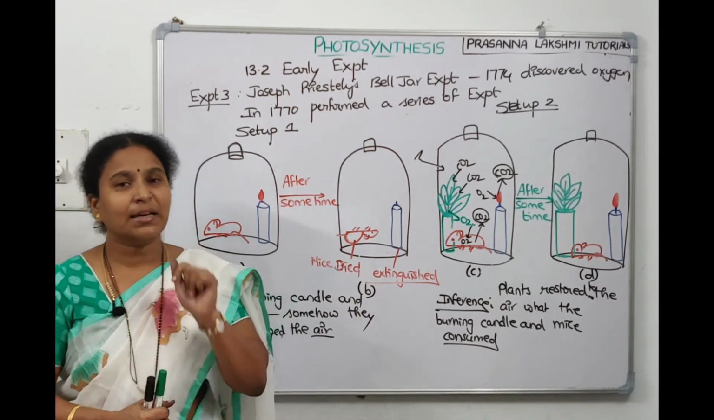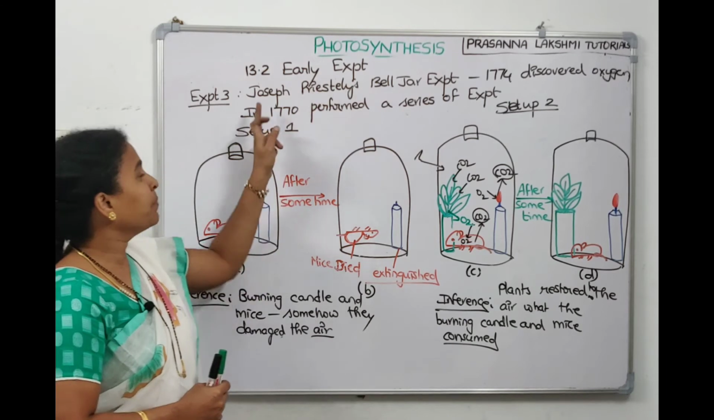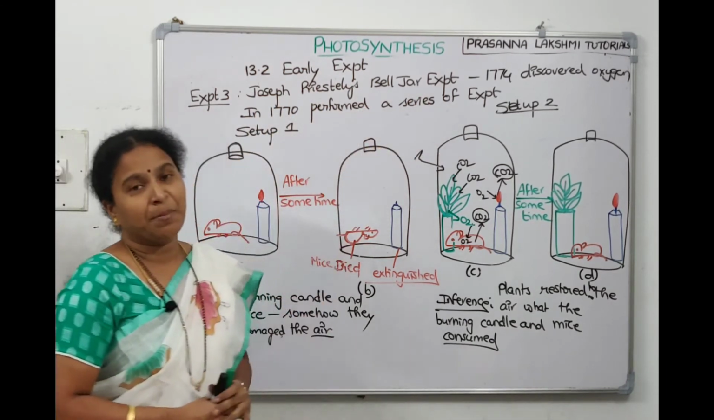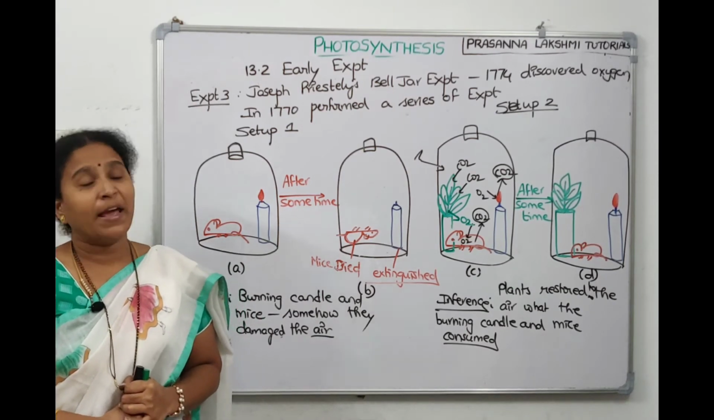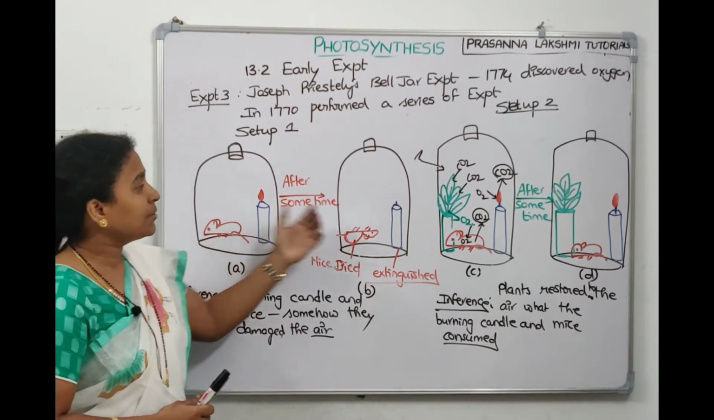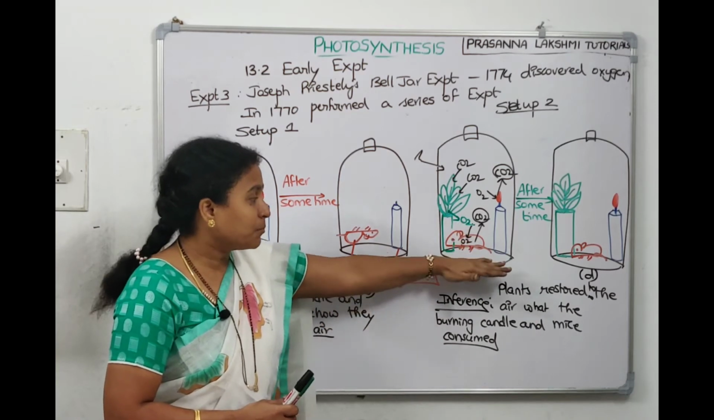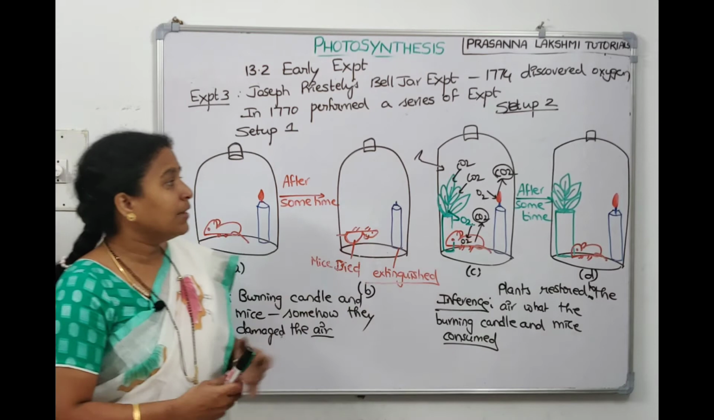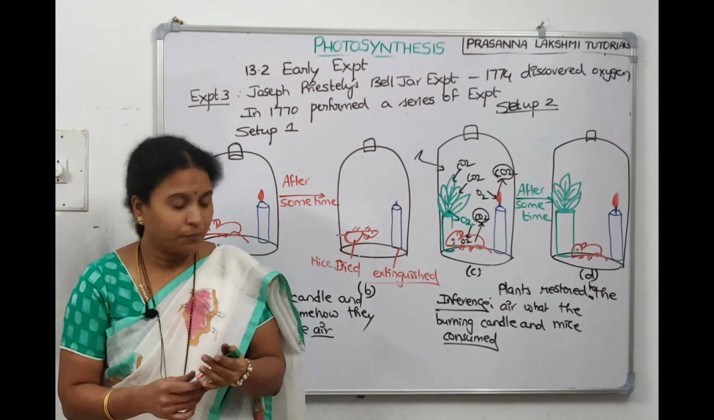Right, children? Let us again see what is the third experiment which comes under early experiments conducted by Joseph Priestley. They are called bell jar experiments. He conducted a series of experiments to reveal the role of air in the growth of plants. When the air becomes pure here, the plants are growing more. He revealed the role of air in the growth of green plants.